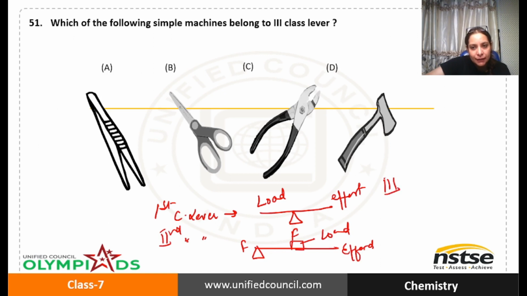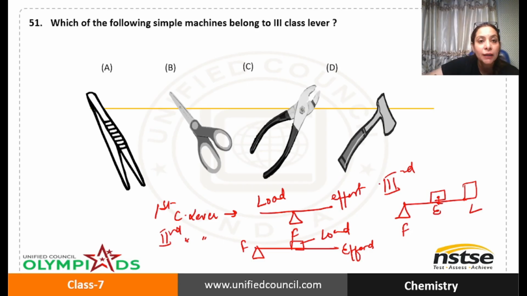And a third class lever is one where the fulcrum is at one corner, the load is at the other corner, and the effort is in between. Let's say this is the effort. So now in this case, the simple machine which belongs to third class lever is, can you guess which out of them is correct? Yes, it is this forceps.